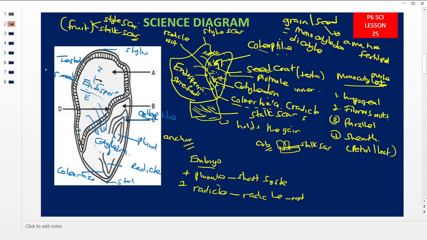The maize plant has what we call a fibrous root system with parallel leaf venation, and the leaves have what we call a sheath instead of a leaf stalk.